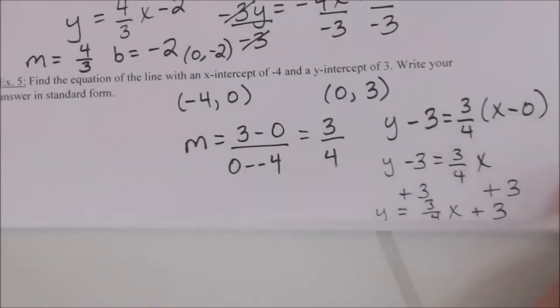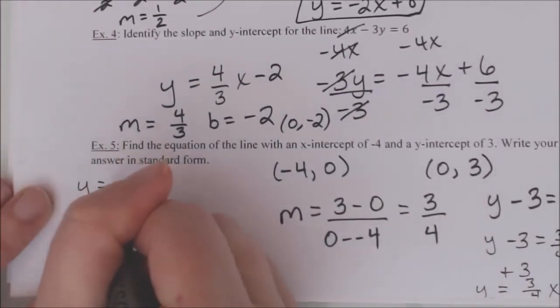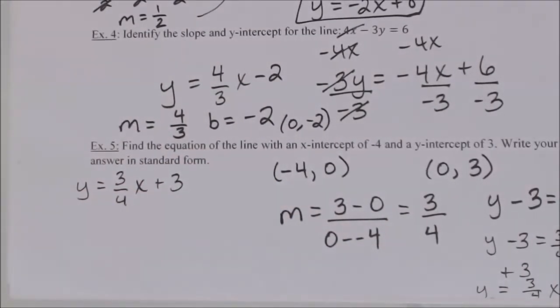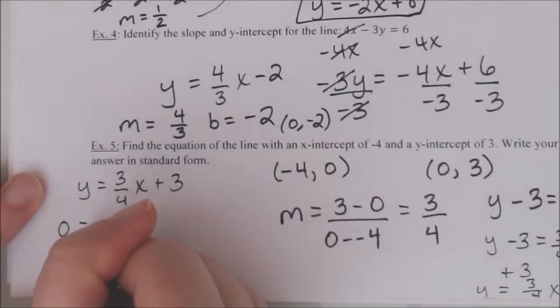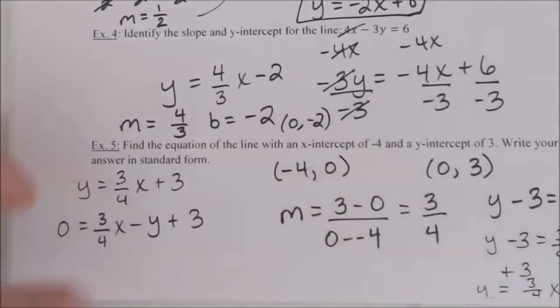So let's practice that. So let me come over here. I've got a little more space. So let me write it again. We've got y equals 3/4 x plus 3. Here's where we're at. So to be in standard form, remember the x and y have to be on the same side, and there can't be a negative in front of the x, and there can't be any fractions. So since the x is positive the way it is, I'm going to leave it where it's at, and I'm going to subtract the y to join the x on the right side. So that gives me 0 equals 3/4 x minus y plus 3.